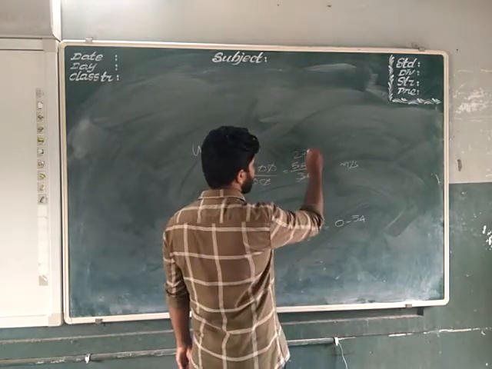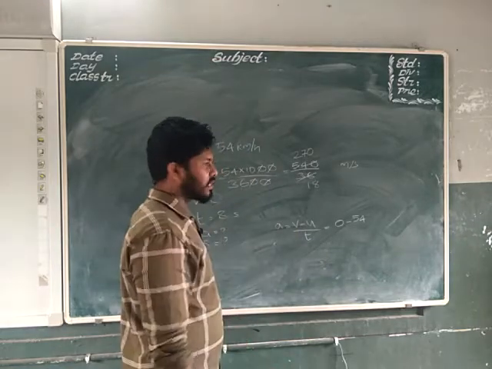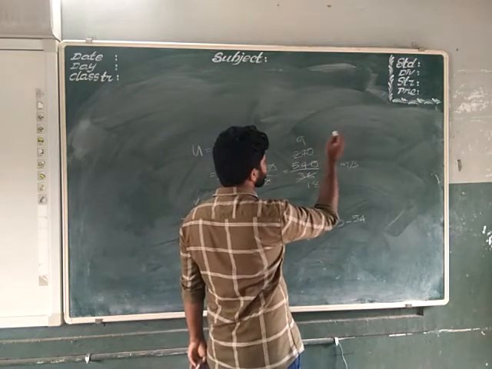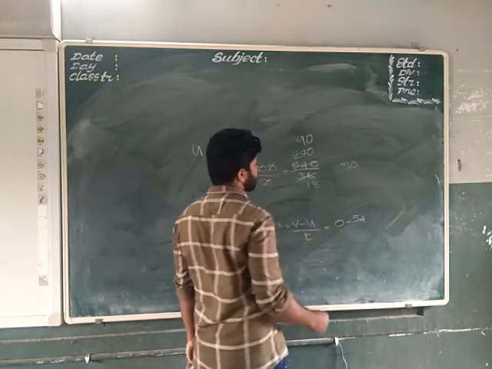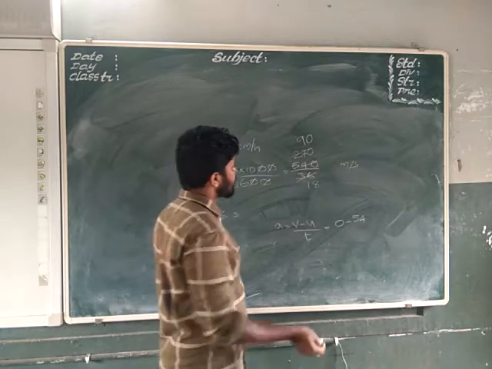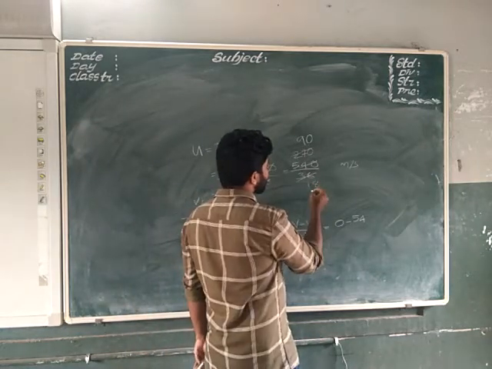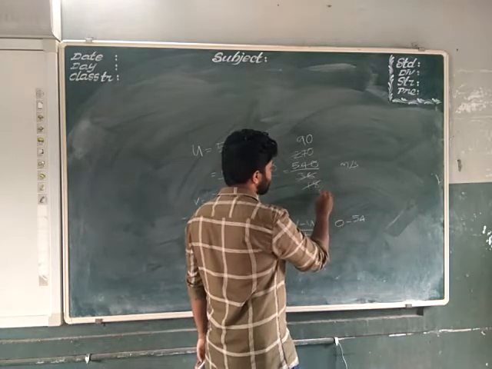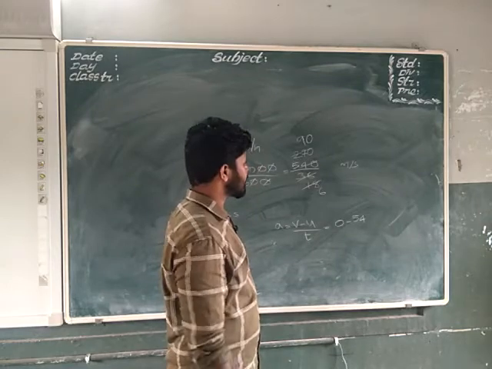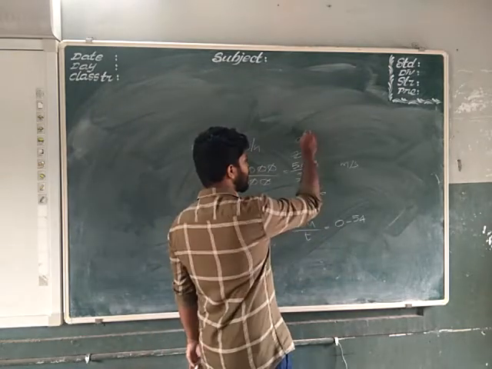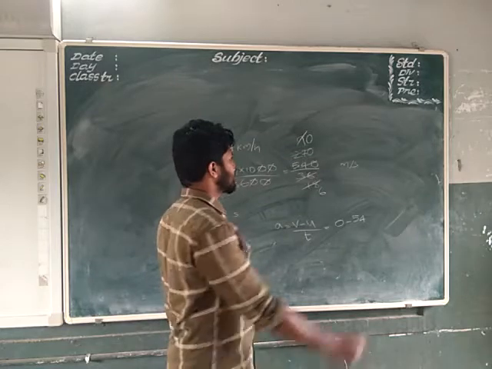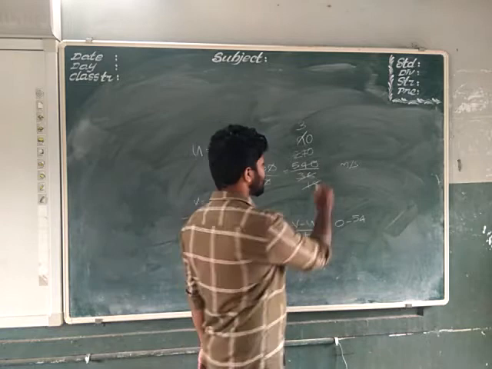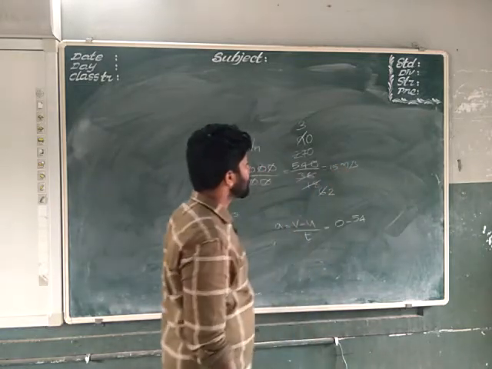Now 270. Now again we can cancel. How many 3's are here? 9. So it becomes 90. 9, 18, 27. Here, how many 3's? 6 3's. And 90 and 60. Again we can cancel. What is 90 by 60? How many 3's here? 3 3's are here. Here 2. So 30 by 2, which is equal to 15 meter per second.